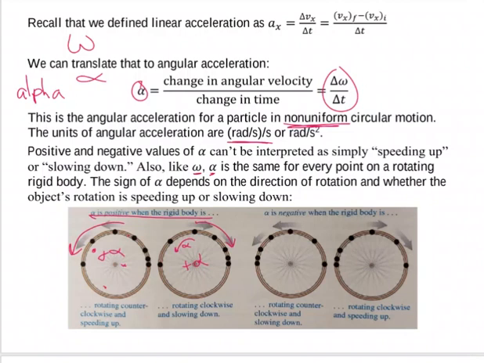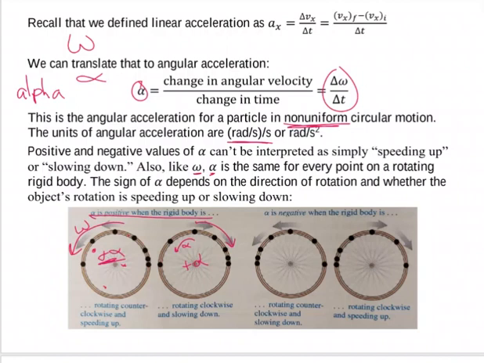In the case on the left, omega was counterclockwise and we're speeding up, which means alpha must be in the same direction, which is why alpha must also be positive, counterclockwise. They have to be in the same direction for us to be speeding up. They, being omega and alpha, have to be in opposite directions in order for us to slow down.